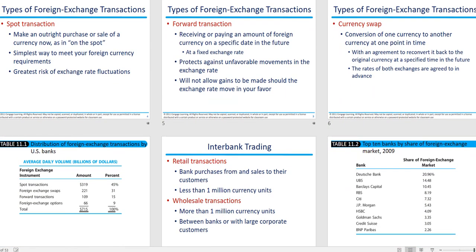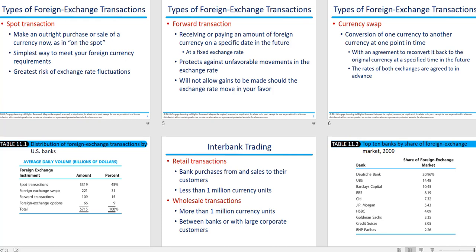Now, there are different types of transactions in the foreign exchange market. The outright spot transactions, as the name implies, are made right now, on the spot. This is the simplest form. An individual goes to the bank and says, I want this amount of foreign currency. What is the price that you give me? And the deal is settled there.